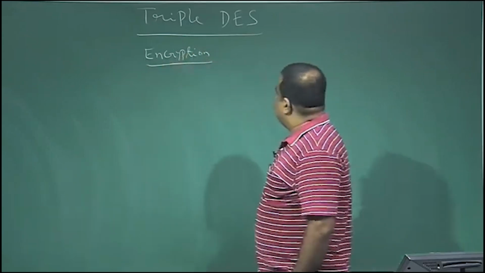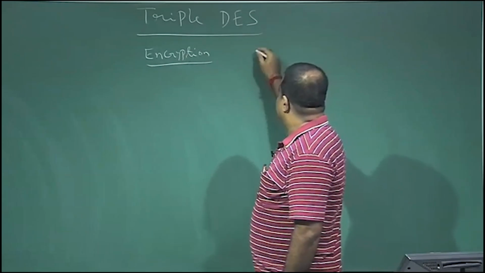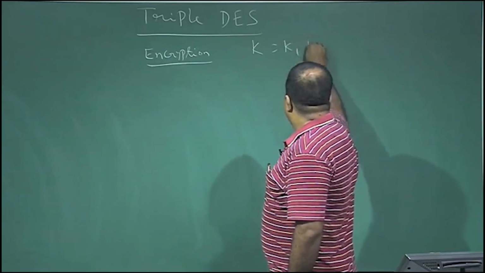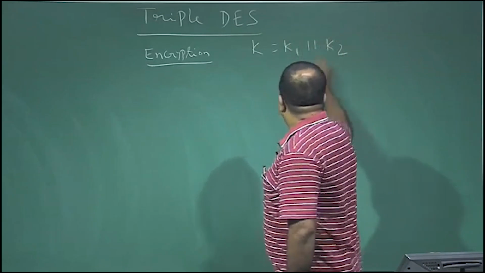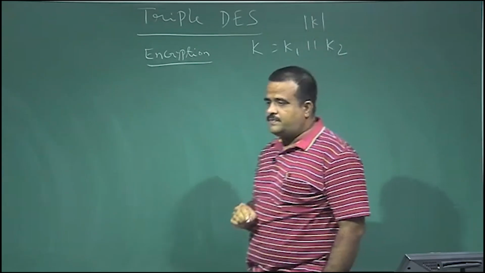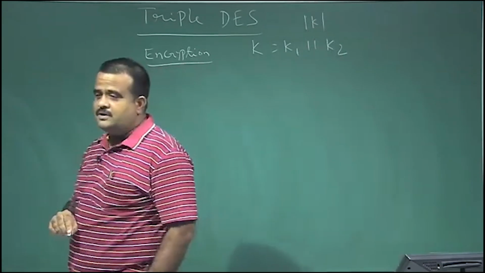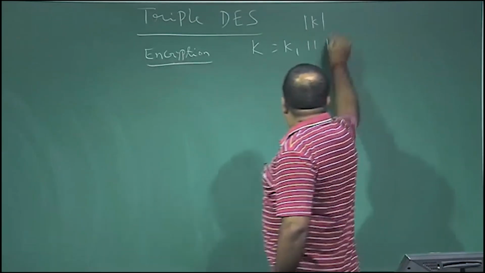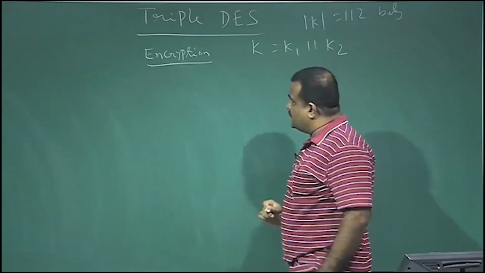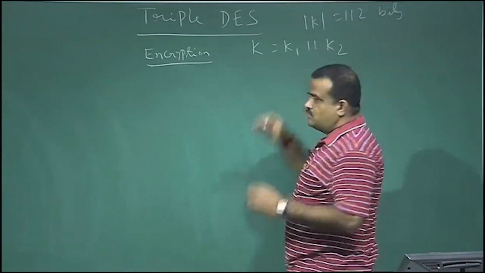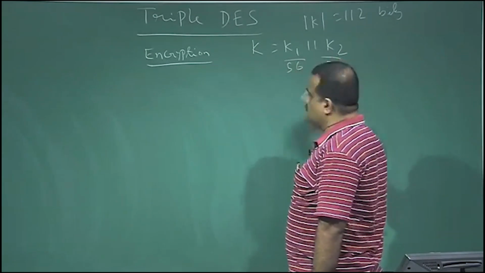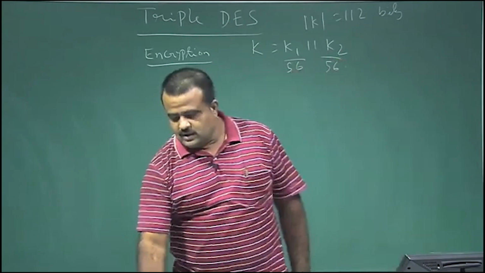Here the key has 2 parts, K1 and K2. Each is 56 bits, so it is basically 112 bits. This is the key size for triple DES. So we just break the key into 2 parts: this is 56 bits and this is 56 bits. Basically we want to use DES.